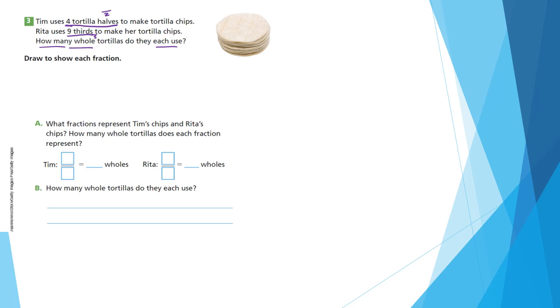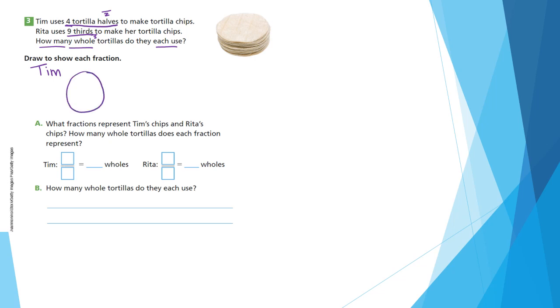Okay, here's where you would do the third reading on your own, boys and girls, but I'm going to start my model. I know that I want to keep my work organized so that when I look at it, it's easy for me to identify each person and how they're cutting up their tortillas. So I'm going to start off with Tim, and he uses 4 tortilla halves. When I see half or halves, I know that it's a whole broken up into 2 equal parts. So I'm going to go ahead and draw a tortilla or a circle.